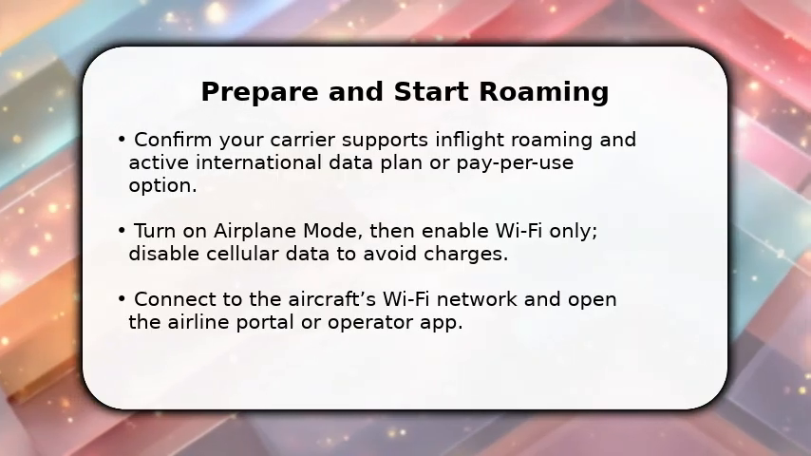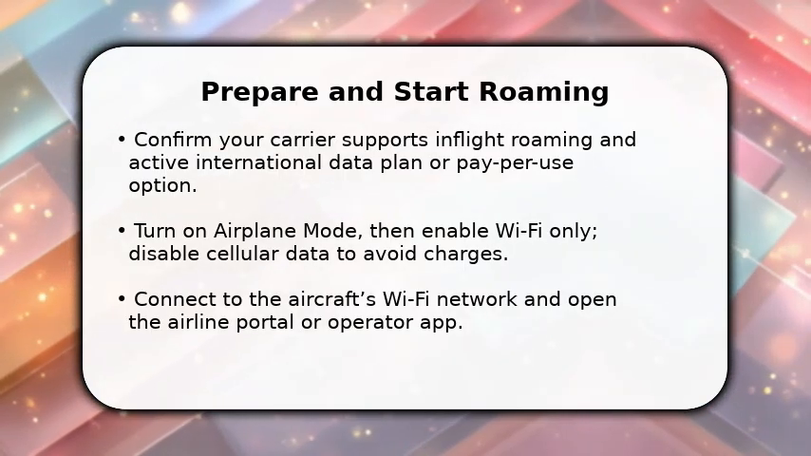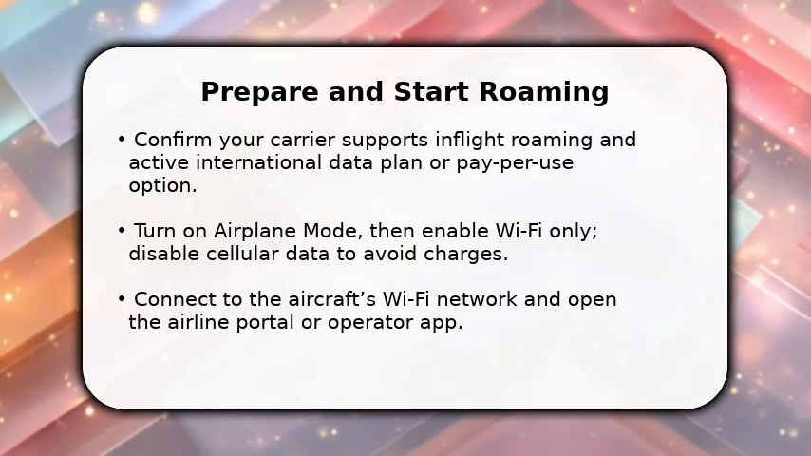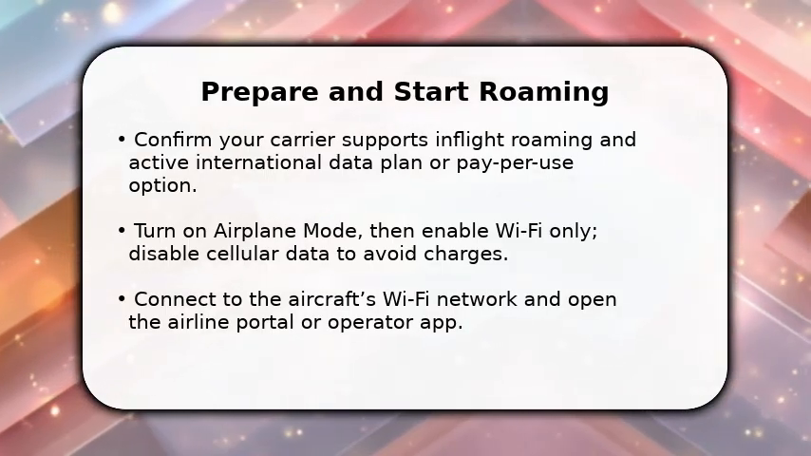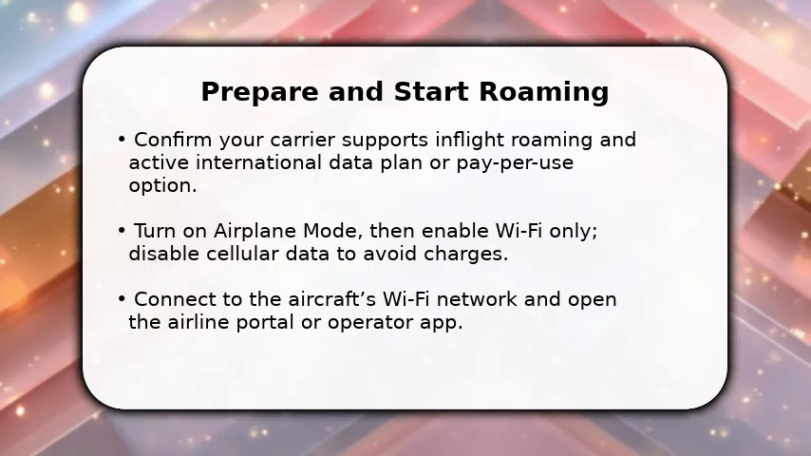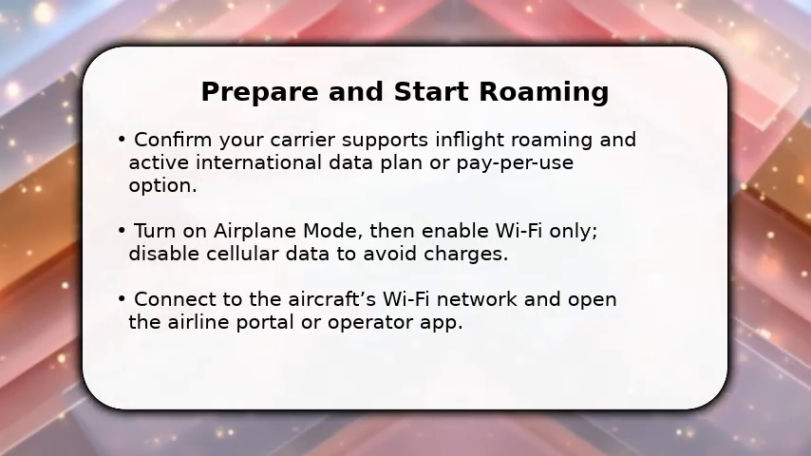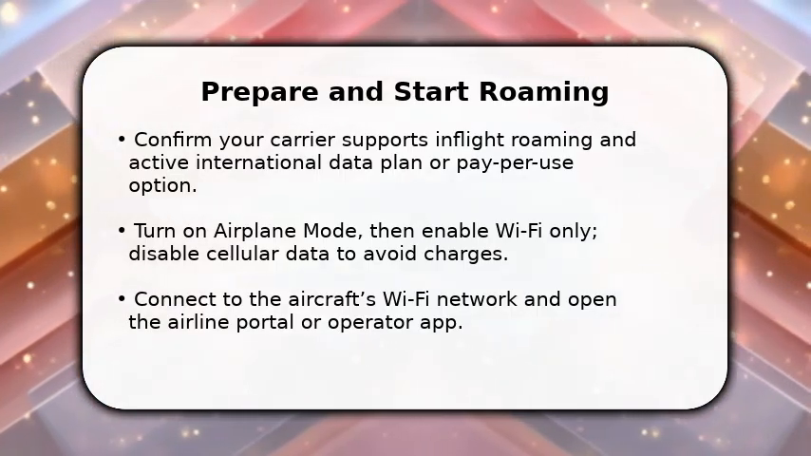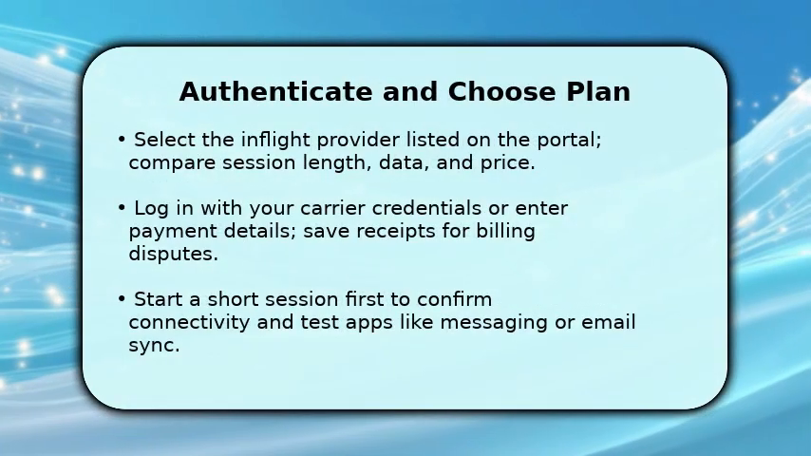Then connect to the aircraft's Wi-Fi SSID and open the airline portal or the provider app. This is where authentication and payment happen, and it's the first actionable step to get an IP address and session started. Now you authenticate and pick a plan.